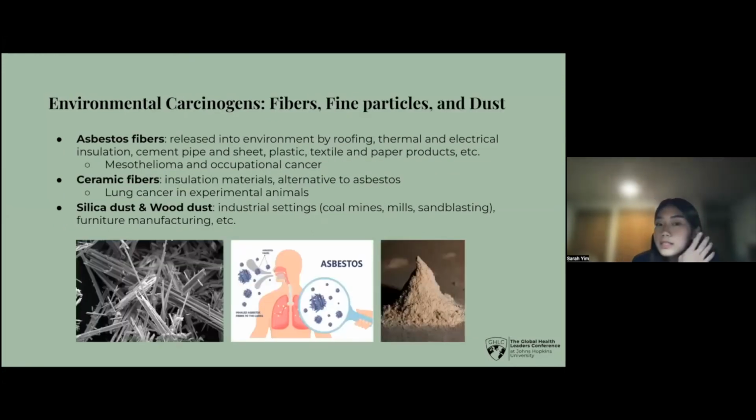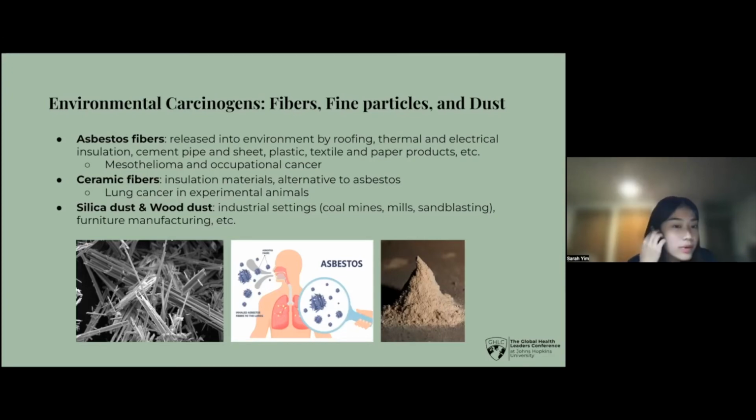Another very prominent carcinogen is fibers, fine particles, and dusts. One example of this is asbestos fibers, which are released into the environment by roofing, thermal and electrical insulation, cement pipe and sheet plastic, textile paper products, etc. And they are responsible for many of the occupational cancer cases that were found.